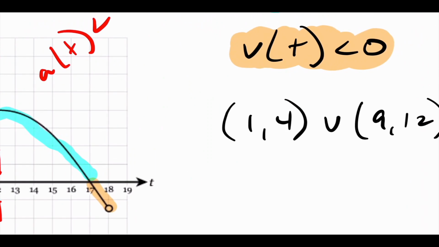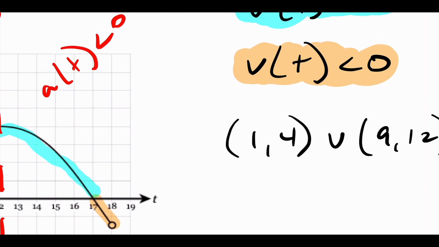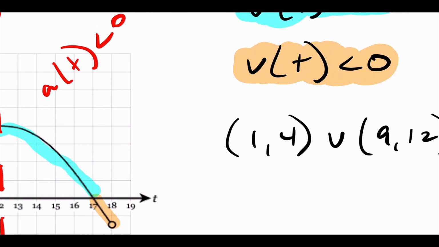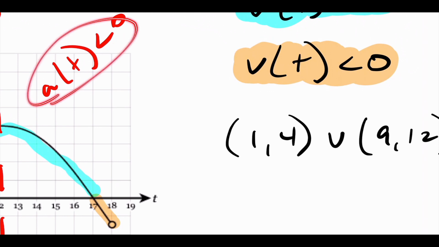And then the last piece from 12 to 18. From 12 to 18, acceleration is negative. And negative is orange. So this is negative, and this part right here down here is negative. So from 17 to 18.